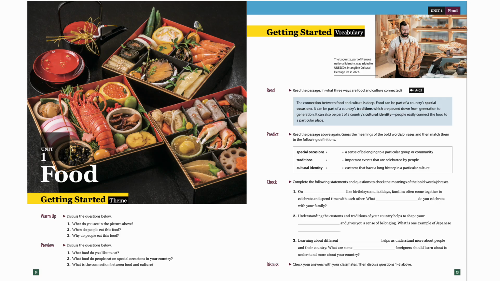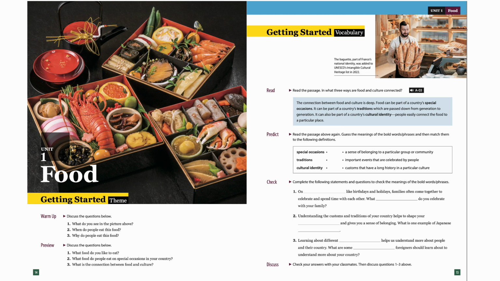Let's take a quick look at Unit 1, which is about food. This is where the journey begins. The unit opens with colorful images of osechi, Japanese New Year food. Students talk about what they see, when people eat it, and why it's special. It's a perfect warm-up for thinking about the link between food and culture.